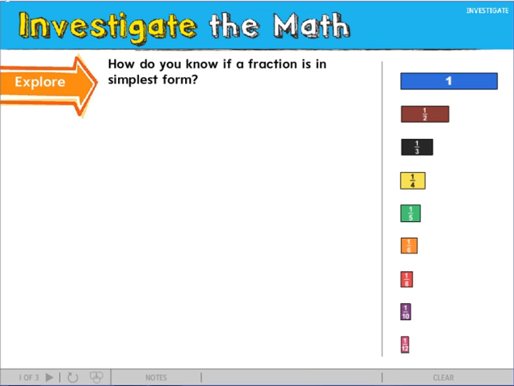How do we know if a fraction is in simplest form? It can't go any lower without being the same. I think I know what you're trying to say. I don't think you said it very well, but I think I get you. Can anybody say it better? If you can't divide it by anything else, then it's in its simplest form.